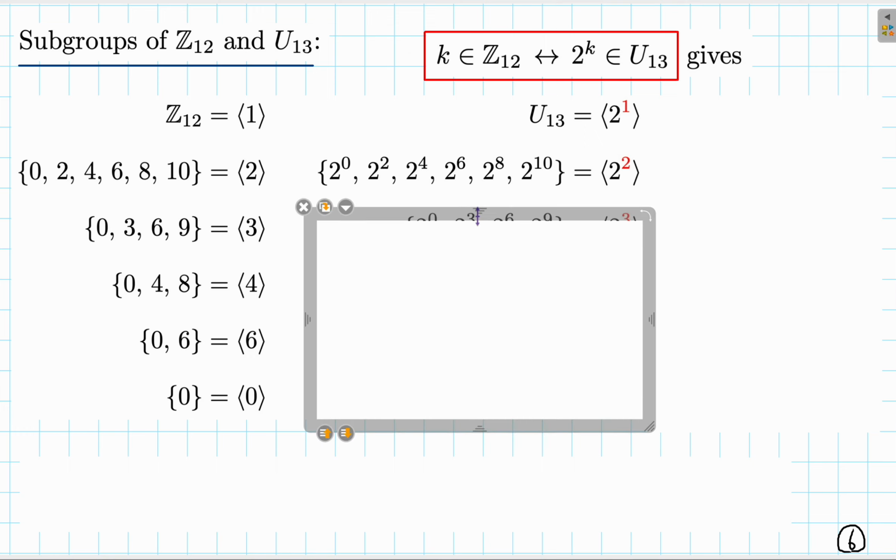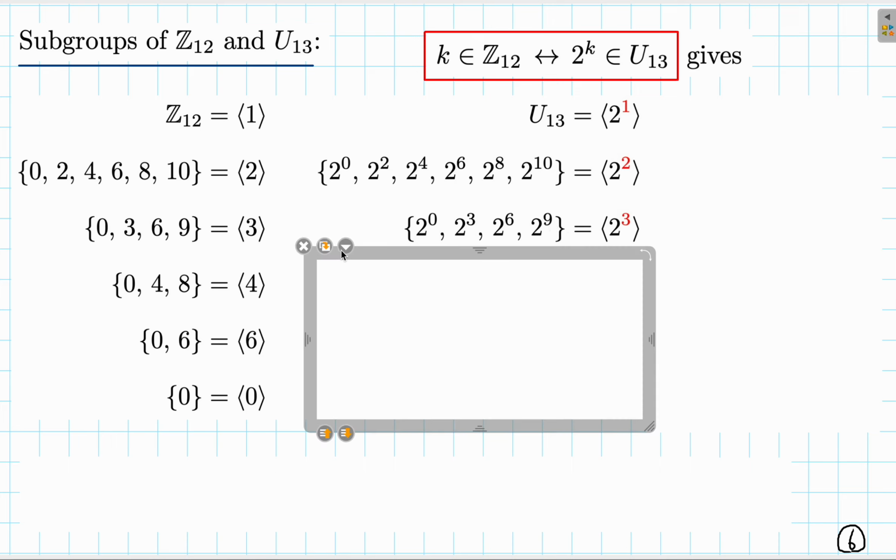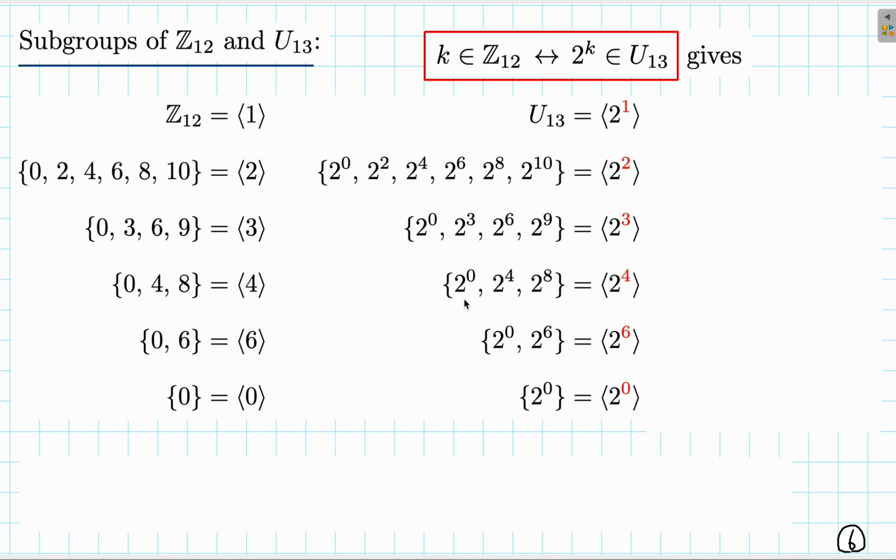Here's another subgroup containing all the powers 0, 3, 6, 9, generated by 2 to the 3rd. And we can see the rest. A subgroup containing 2 to the 0, 2 to the 4th, 2 to the 8th, generated by 2 to the 4th, and the other two once again corresponding to these two subgroups. And so this is a pretty powerful correspondence because once we have all the subgroups of Z12, we can use that to come up with all the subgroups of U13.